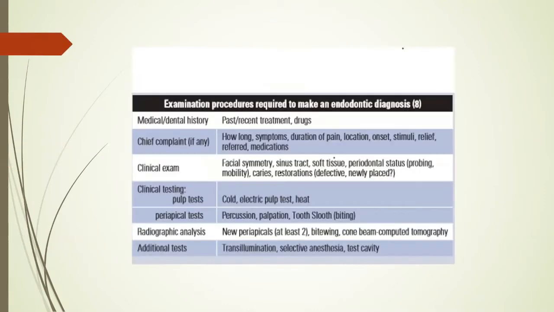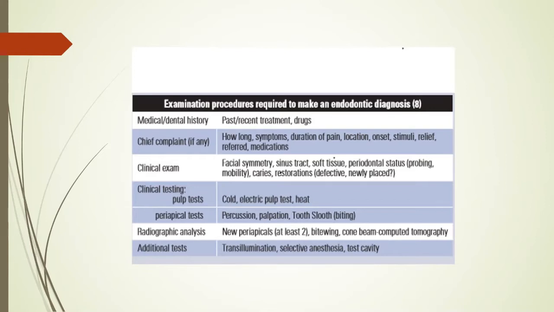For a proper endodontic diagnosis, we should take the following history before coming to a diagnosis. We should take the medical and dental history and the chief complaint of the patient. We should note ODPR: the onset of the pain, the duration, the progression, the recurrence of the pain, and any medication the patient has taken.